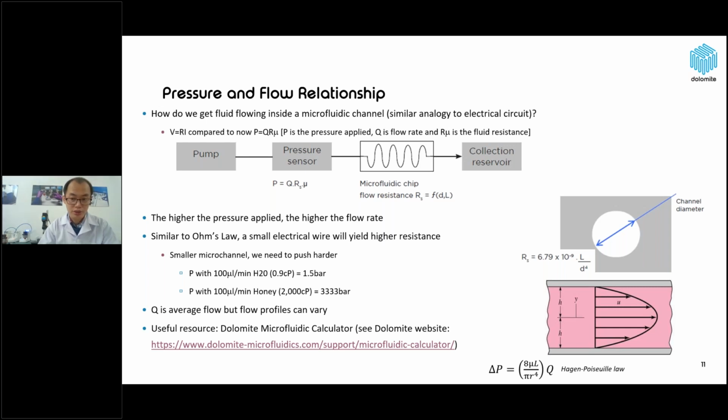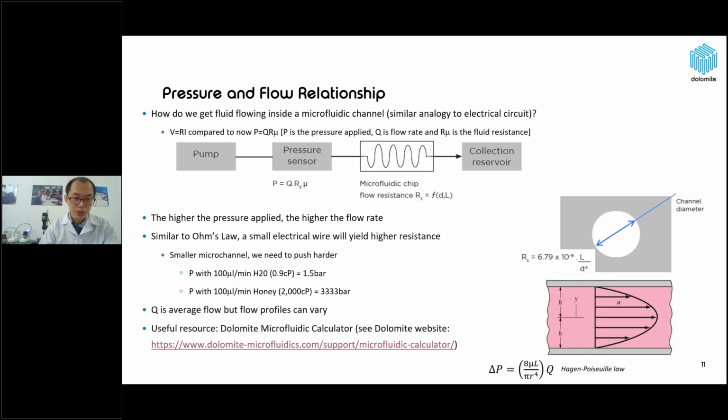The higher the pressure applied, like the higher the voltage you apply in Ohm's law, the higher the current you get. Similarly here, the higher the pressure you apply, the higher the flow rate you get. And one more similarity to Ohm's law: if you have a small electrical wire, you have higher resistance. Here, the geometry of the chip plays a larger part. If you have small microchannels, you get a higher R value, a higher resistance. This means that if you have small channels, you have to push harder, for example, apply more pressure.